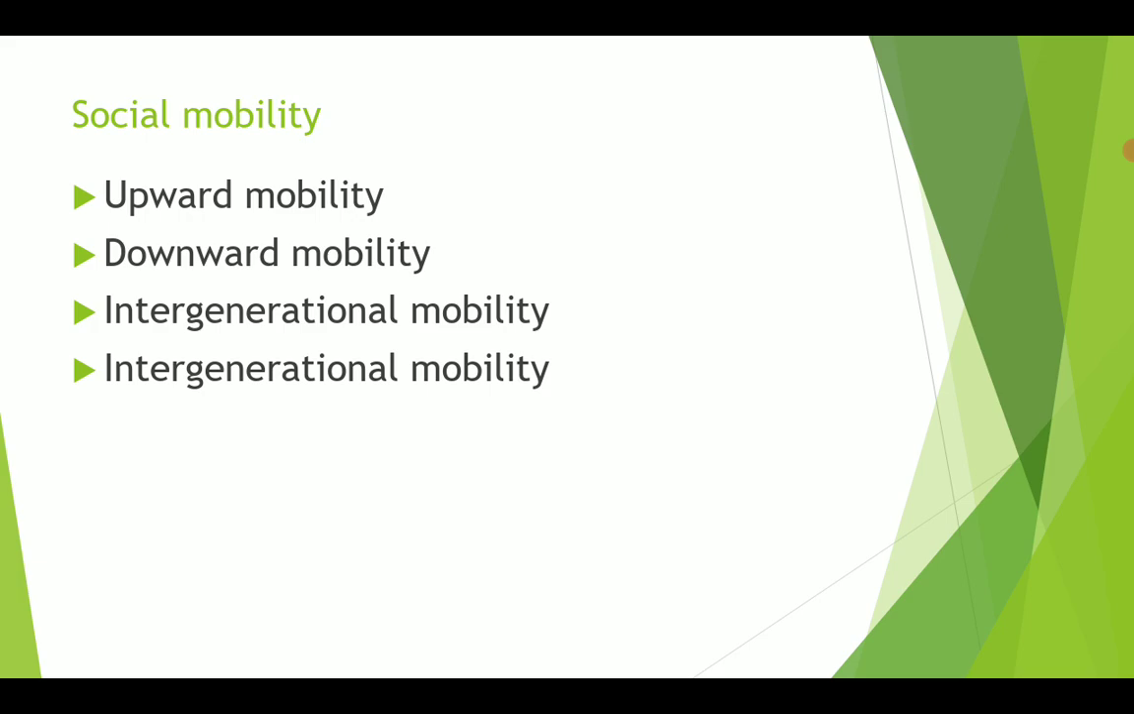So what is intragenerational mobility? Intragenerational mobility is the improvement in your position. For example, a teacher becomes a principal and then opens her own school, and then goes to a big post, another post. So this is called intragenerational mobility, that in the same generation you are increasing your status, improving your position. It is not between the generations, it is in the same generation.